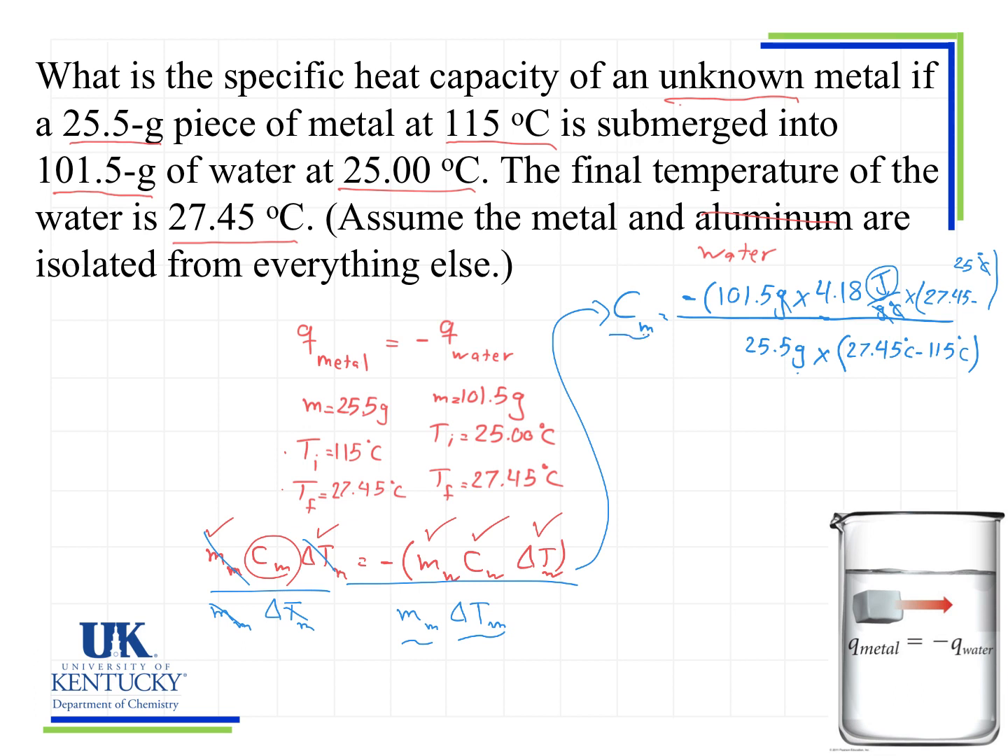Okay, so if you put all of these numbers in the calculator, what do you get? You get 0.466, and the unit we have joule on top and gram and degrees Celsius, so it's joule per gram per degree Celsius. So that's the specific heat capacity of the metal.